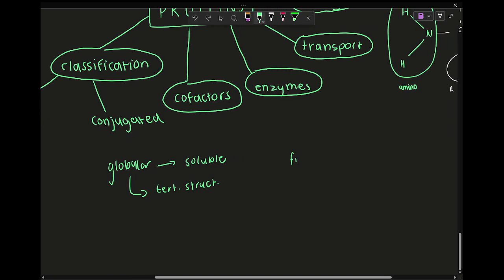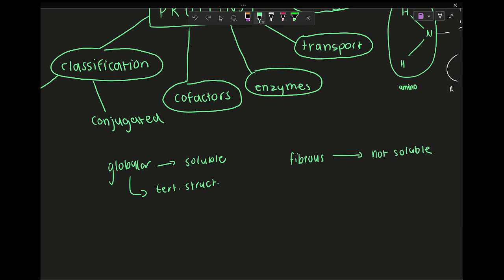We also have fibrous or structural proteins. So fibrous proteins are not soluble in water. They have a dominant secondary structure. They consist of long polymers, and their functions are to maintain and add strength to the extracellular matrix structures. Finally, we also have membrane proteins. I won't write them down because we're going to discuss them later on in detail, but their functions are basically to be membrane pumps, channels, or receptors.